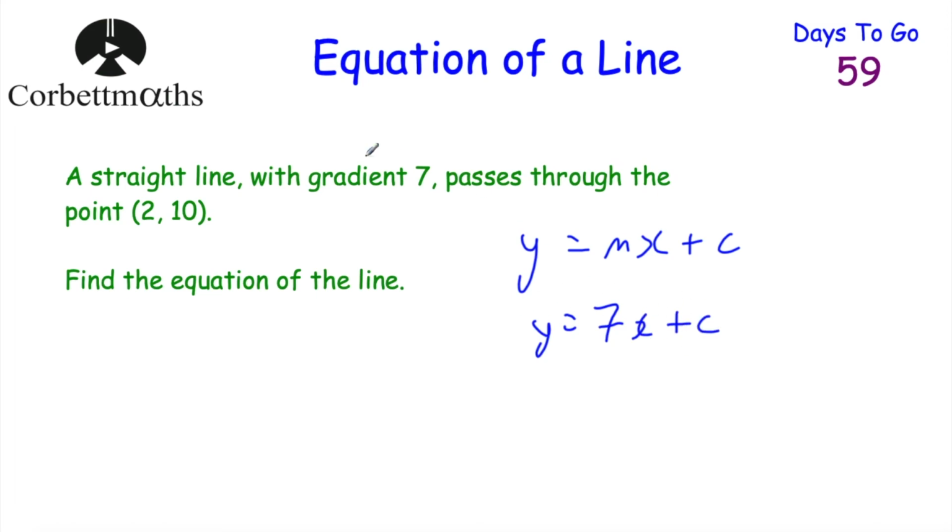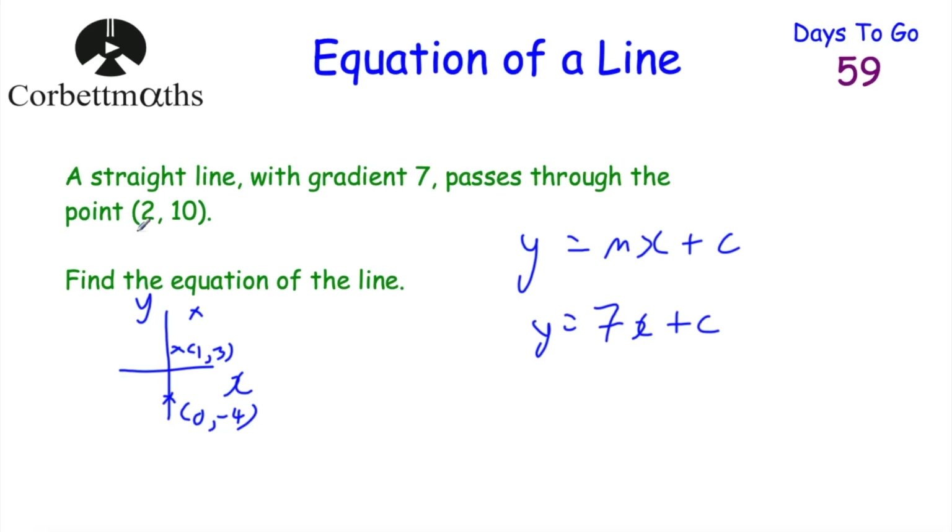Now we want to find c, where it crosses the y-axis. Now we've got two approaches we could use. We know that the point is (2, 10), so we can consider where it is. We've got this point 2 across, 10 up, so it'll be up there somewhere. Because the gradient is 7, we could go back 1, down 7, which brings us to the point (1, 3), and we could go back another 1 and down 7, which brings us to (0, -4). So it crosses the y-axis at -4, so it's going to be y equals 7x minus 4. So that's one approach.